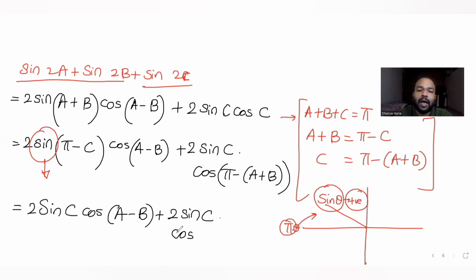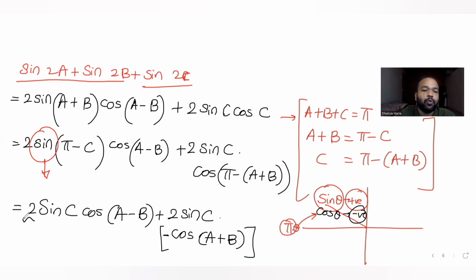So you get this as minus cos, plus, because in the second quadrant cos theta is not positive, it is negative. So with that you get cos of pi minus a plus b as minus cos of a plus b.